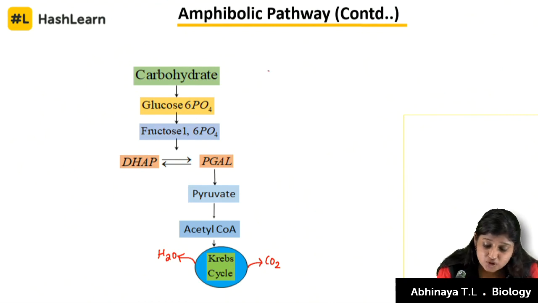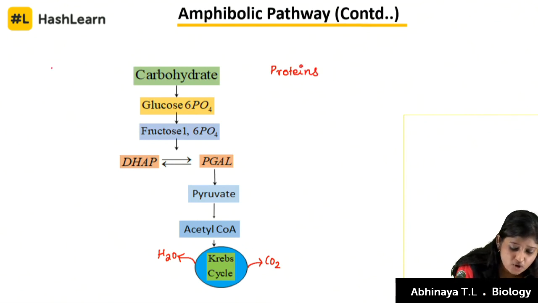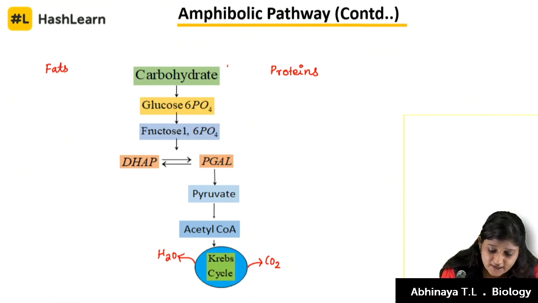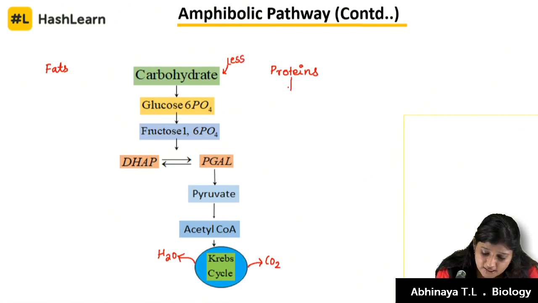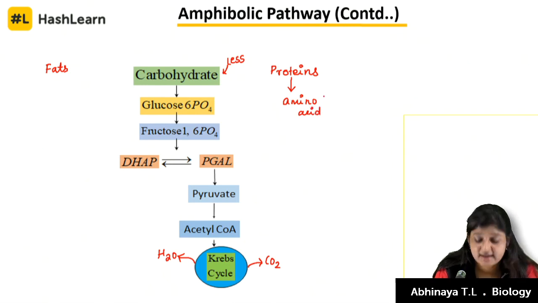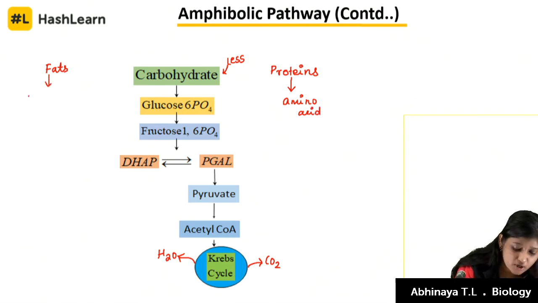Krebs cycle. I told you there can be proteins also as our respiratory substrate and also fats as a respiratory substrate. When carbohydrate amount is less or the plant has to depend on other respiratory substrates, proteins are broken down into amino acids in the presence of protease enzyme. Fats are broken down into fatty acids and glycerol.